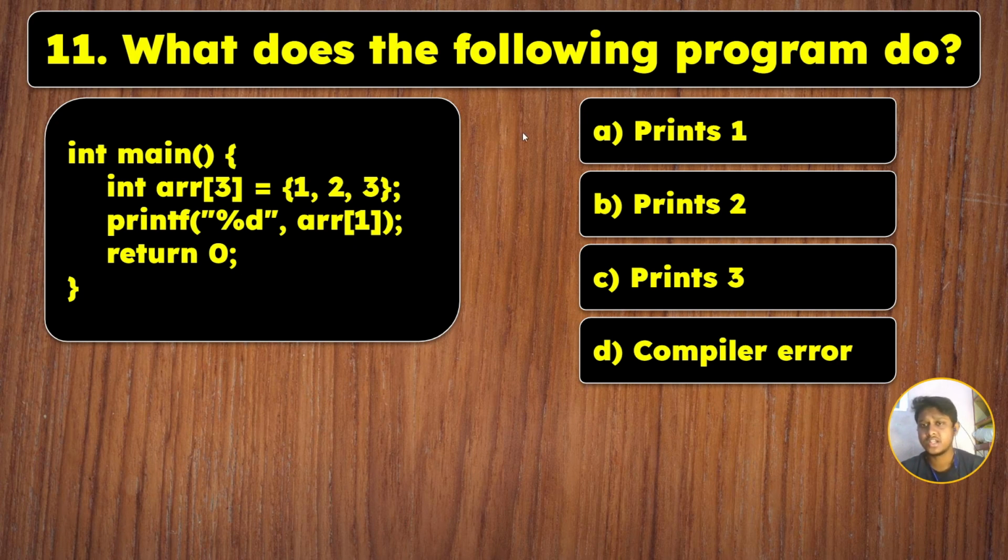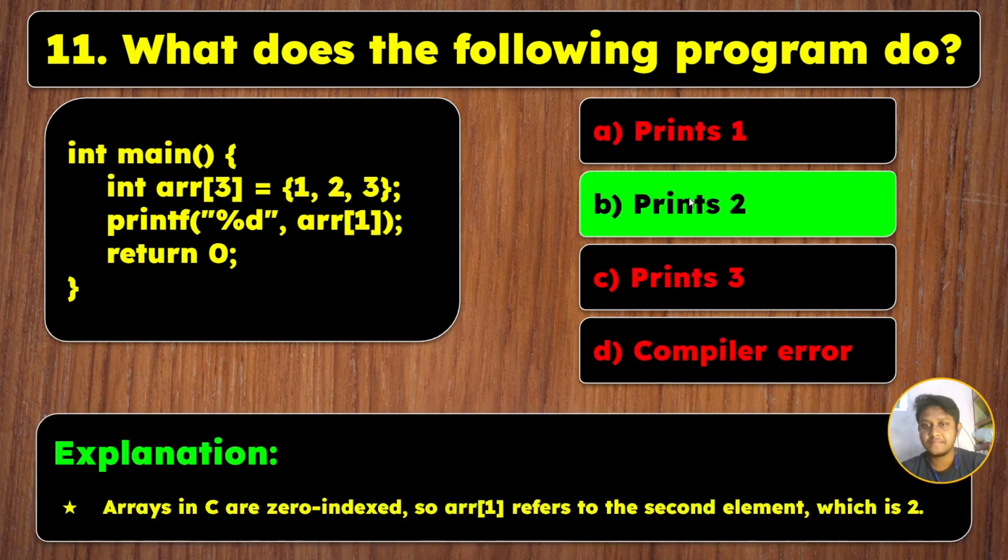So we have four options. Option A says it will print 1. Option B, it says it will print 2. Option C, 3. Or option D says compiler error. So you can comment down the correct answer below. So here the correct answer will be 2.